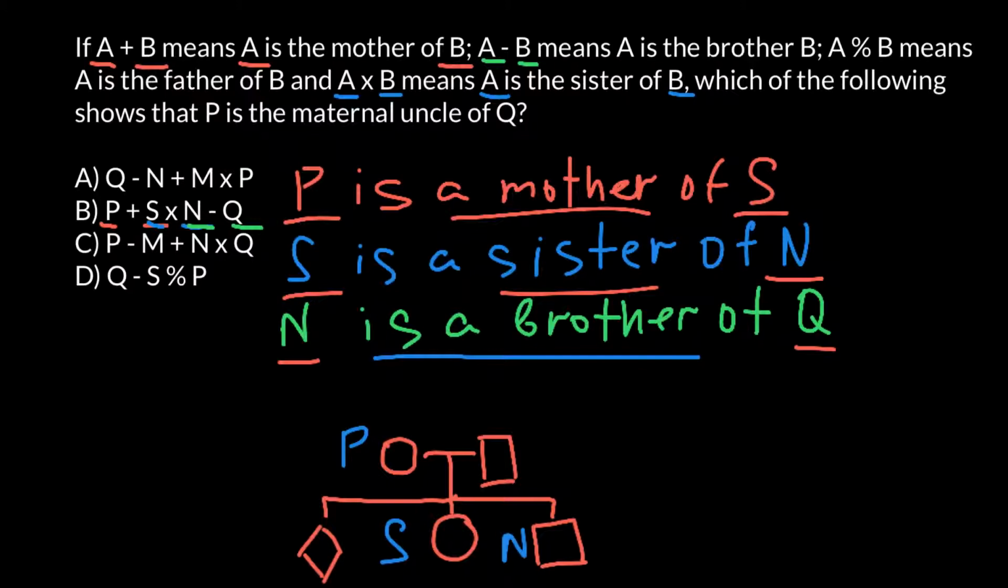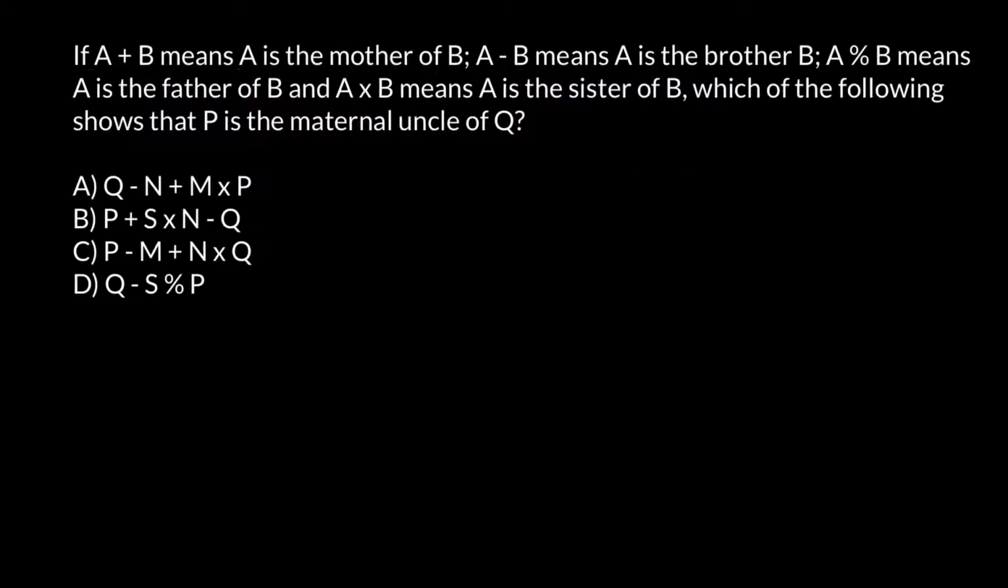And we have P, S, N, and I forgot to put Q here. So Q, and let's check. So we have P, and again, which of the following shows P is a maternal uncle of Q? P is a mother of Q and not maternal uncle of Q. So the second variant is also wrong.